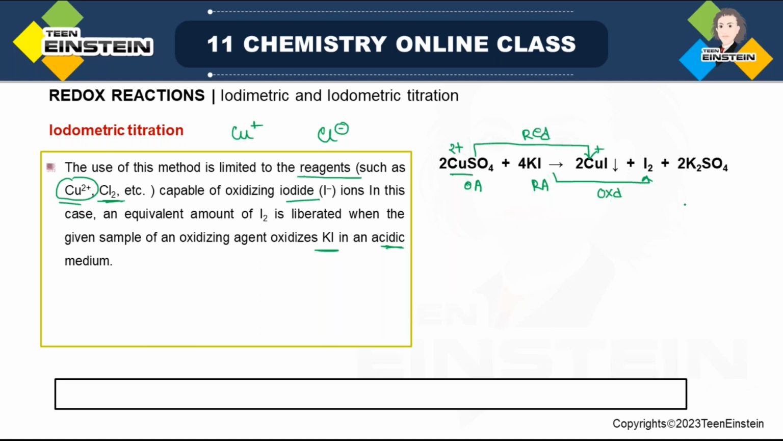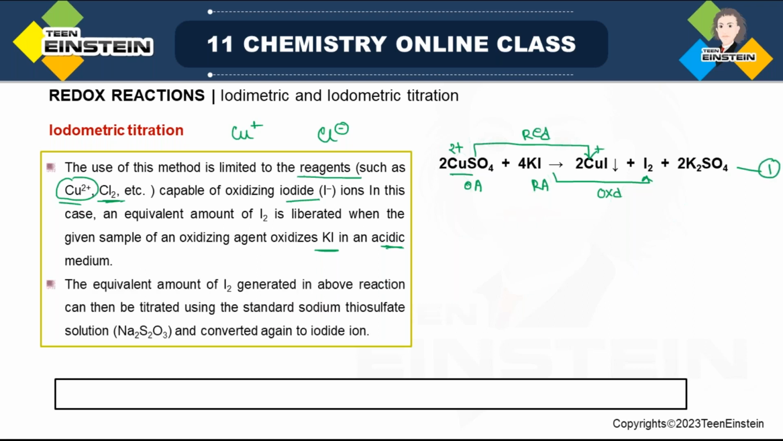Now the iodine that is produced here, this is the first reaction. This iodine is the equivalent amount of iodine generated. So you can see this is a balanced equation. For 2 moles of copper, there is liberation of 1 mole of iodine. So this is the mole ratio. Now in the second equation, you can see the equivalent amount of iodine that is generated in the above reaction.